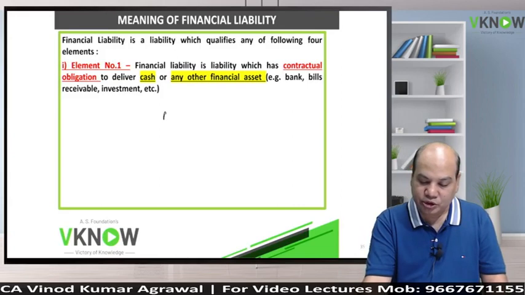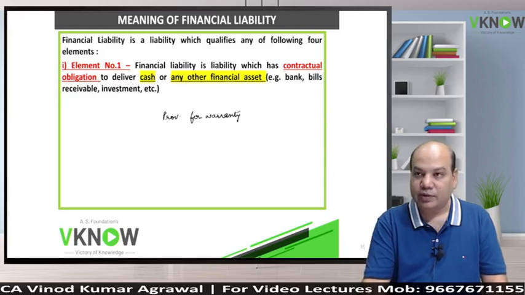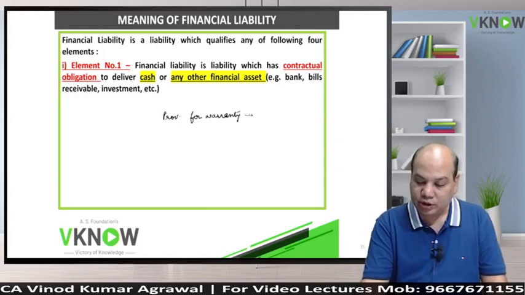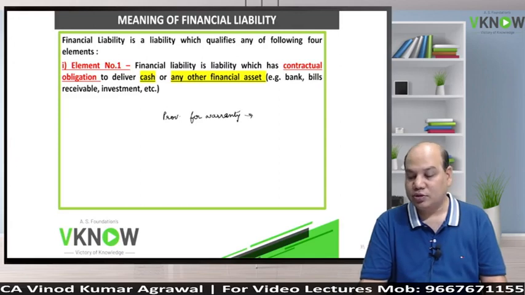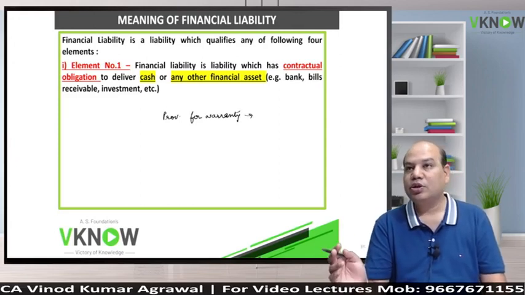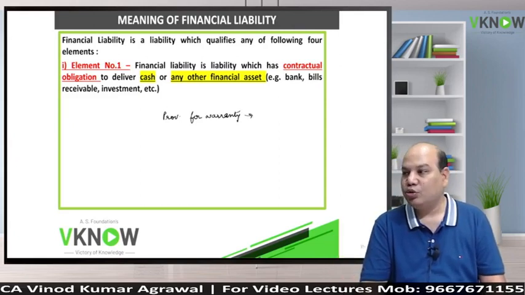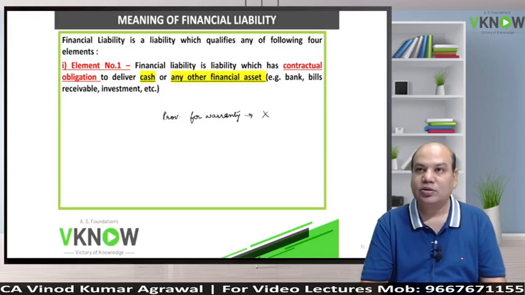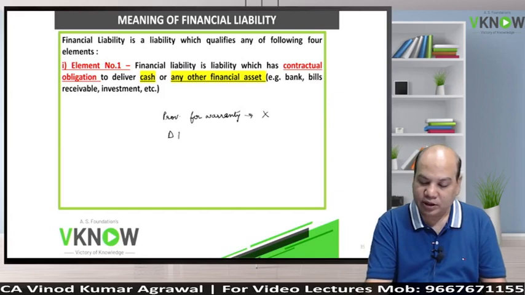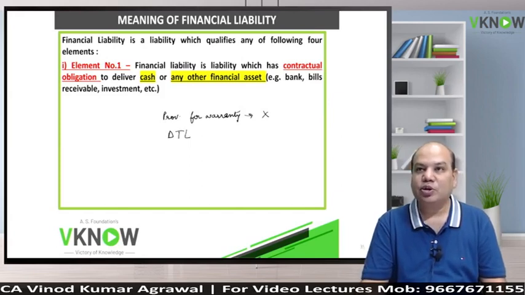Now you tell me, provision for warranty, is it a financial liability? Apply the above definition. Provision for warranty is not a financial liability, because there is a contractual obligation, but the contractual obligation is not to deliver cash or other financial asset. In a warranty, you promise the buyer, the customer, that we are going to replace, repair, or rectify the goods. So it is not a financial liability. What about deferred tax liability? Will deferred tax liability be called a financial liability? The answer is no. There is no contractual obligation to deliver cash.